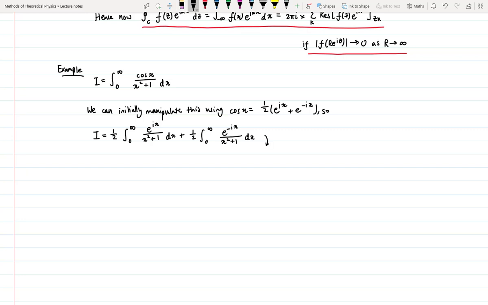You'll note that the second integral has an odd integrand. The second integrand is odd. That means that f of minus x is minus f of x, and that means we can write this as, this first term doesn't change, but this second term picks up a minus sign, and we can flip the integration limits to give us this.